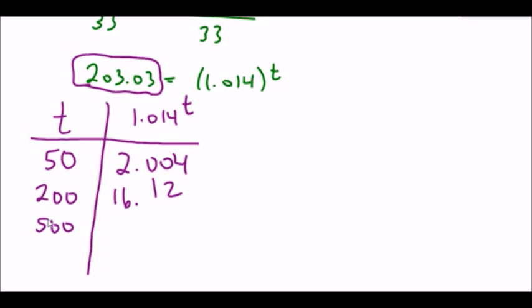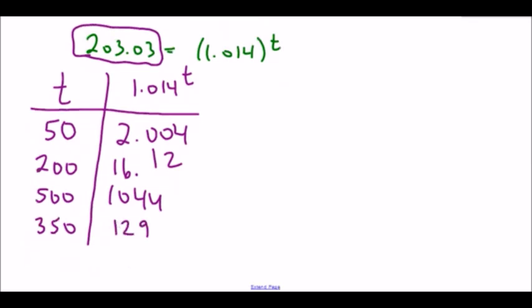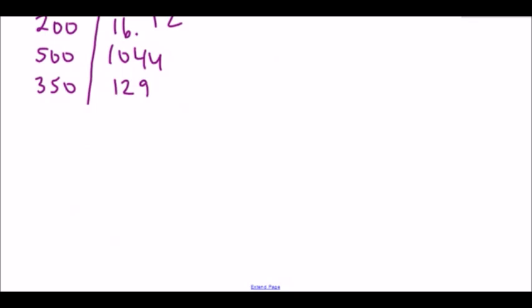And I get, oh, too many years. 1,044. Too many. Okay, let's try 350. So again, the key to guessing and checking and getting marks for it is that you record your mistakes and your teacher can see the logic of your progression. So now I'm trying exponent 350 and I get 129 point something. So I got to go a little bit more than that.